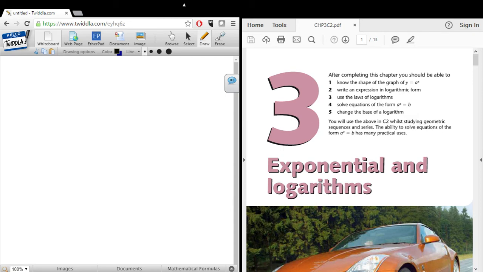We're starting off with chapter 3, Exponentials and Logarithms. After completing this chapter, you should be able to go through these 5 objectives: know the shape of the graph, write an expression in logarithmic form, use the laws of logarithms, solve equations of the form a to the power of x equals b, and change the base of a logarithm. You will use the above in C2 while studying geometry, sequences and series. The ability to solve equations of the form a to the power of x equals b has many practical uses.